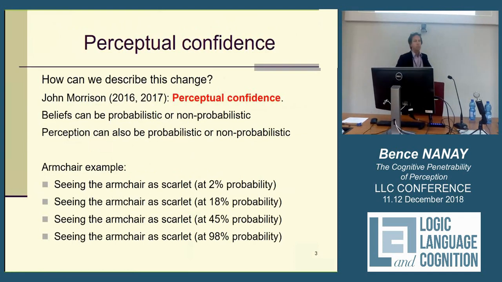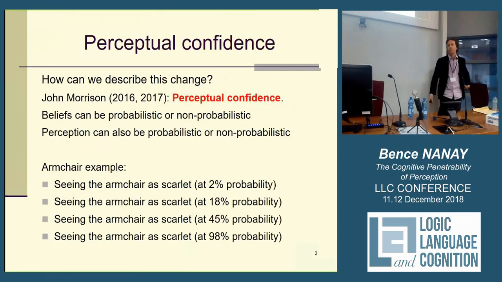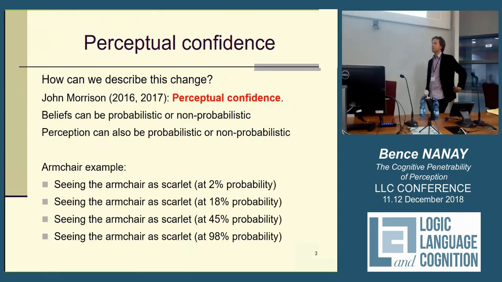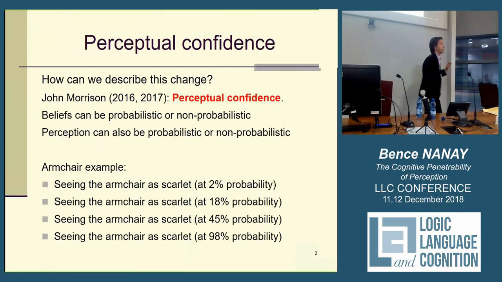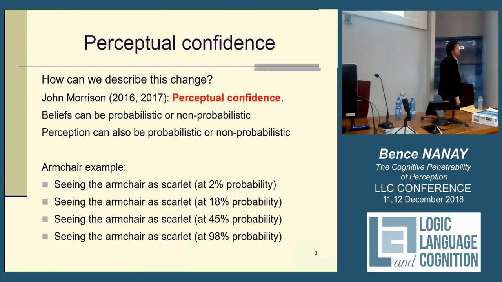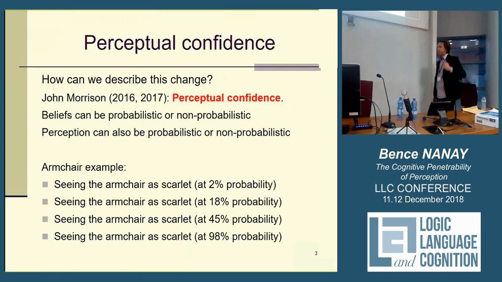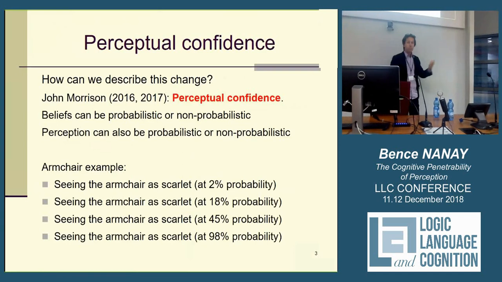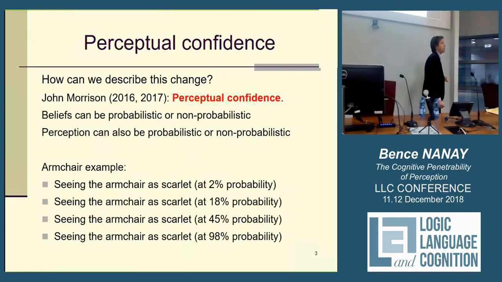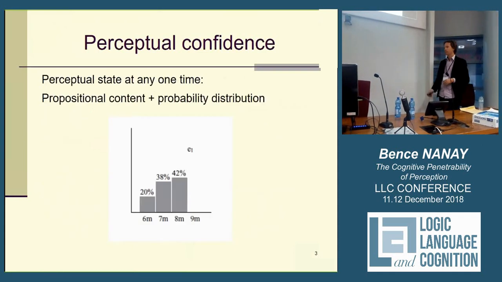The idea is that beliefs can be probabilistic or non-probabilistic, and then the same is true for perception. So one way of describing this armchair example is that when I wake up in the middle of the night and it's dark, I attribute a very low probability to the proposition that the armchair is scarlet, and then as it gets brighter, I attribute higher and higher probability.